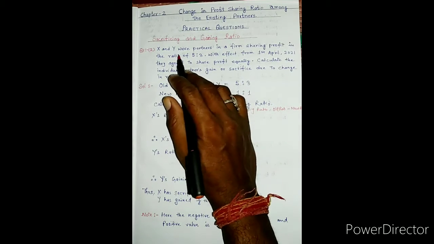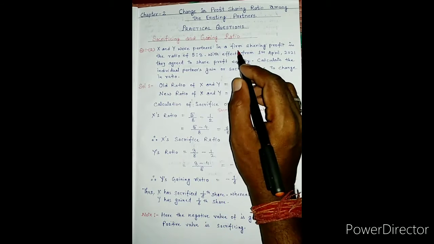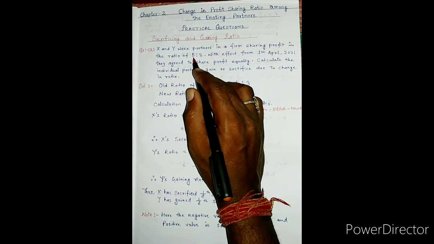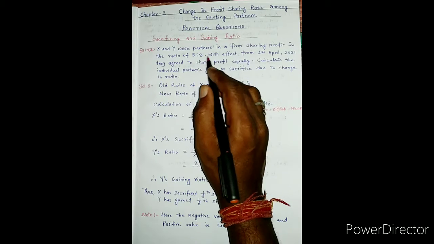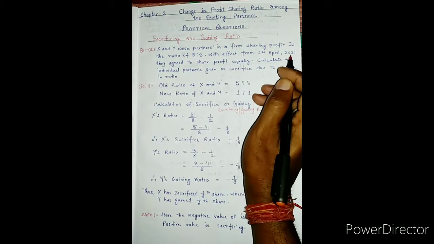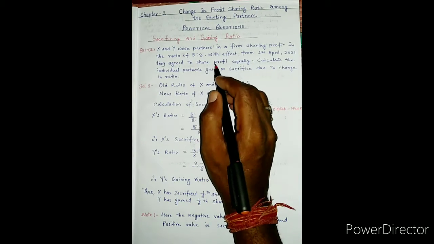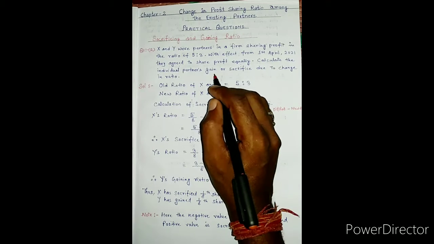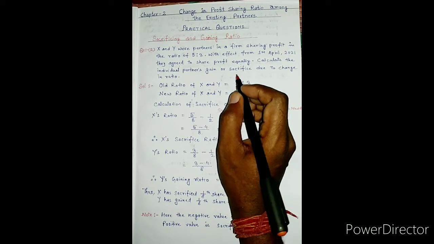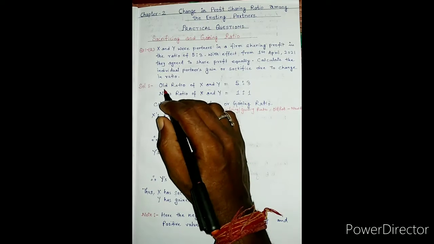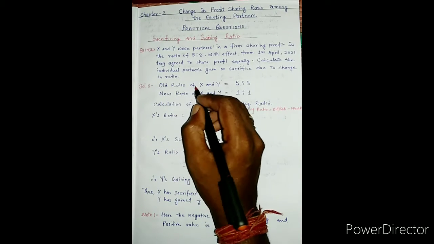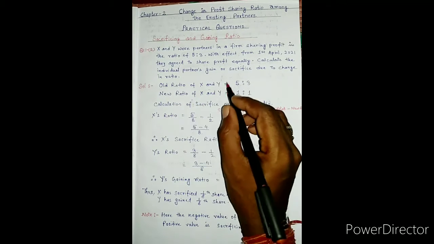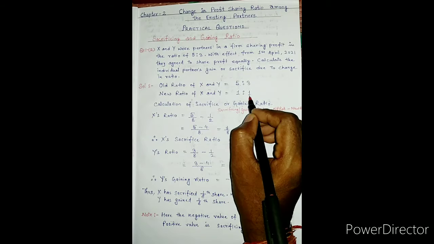So here X and Y were partners and they are doing partnership business. Their profit sharing ratio is 5:3. This is the old ratio, and they decided from 1st April 2021 they will share equal profit. Here we have to find individual partners' gain or sacrifice. So this is the old ratio of X and Y, 5:3, and the new ratio is equal, that means 1:1.